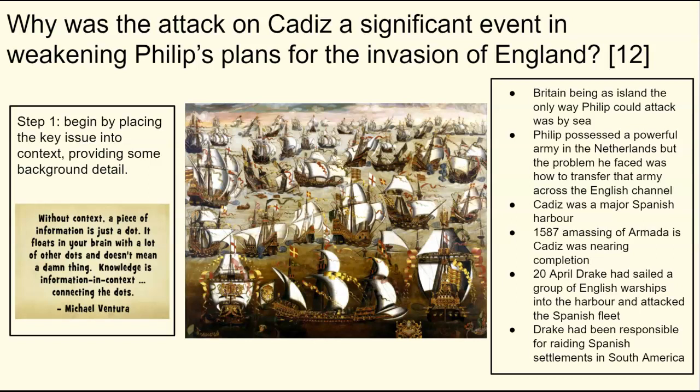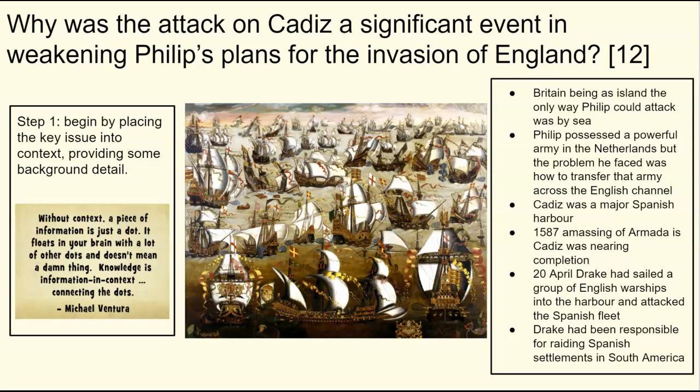Also in this paragraph, you'd want to talk about how Philip has this powerful army in the Netherlands, but the problem he faces is trying to transfer that army across the English Channel. So in order to do that, he would need to have boats, ships to transport that powerful army. Philip feels fairly confident that if that army lands in England, they should be victorious. However, the issue is, how is he going to get that army to England?